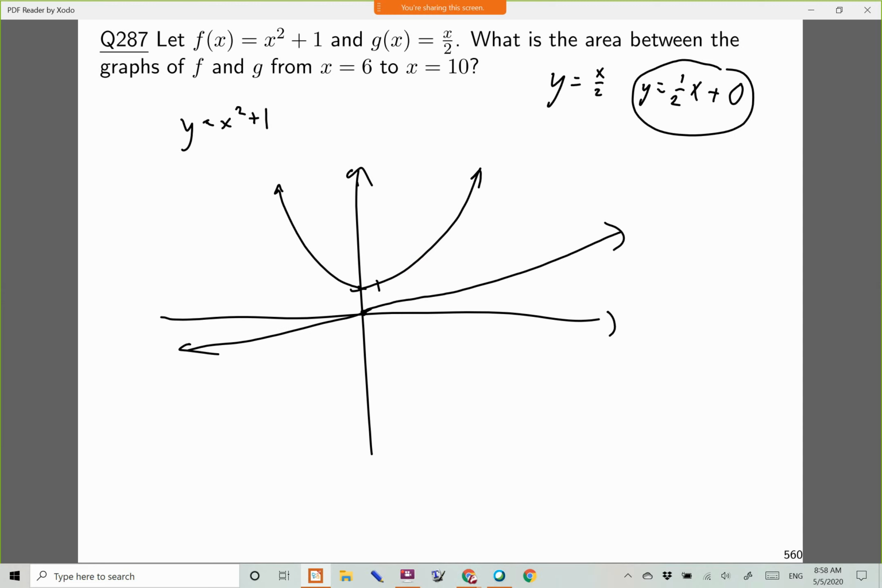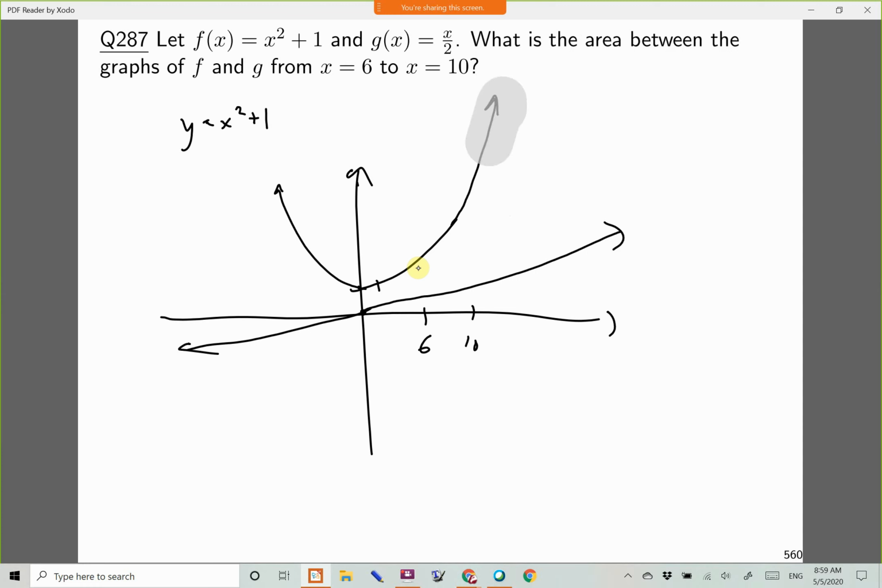My picture's not also good. This parabola, by the way, sometimes people draw too sharply this way, sometimes a little more shallow. Again, this is a rough picture. The key thing is sometimes people draw this so sharply that when you have x equals 6 here and x equals 10, the drawing is too sharp and x equals 10 does actually cross the parabola at some point. It has to. It in fact happens when the y value is 101.